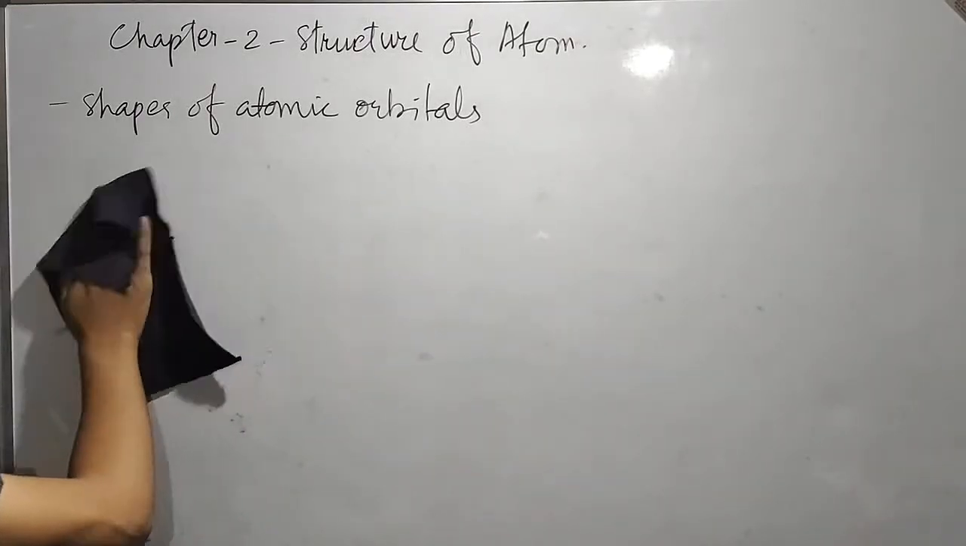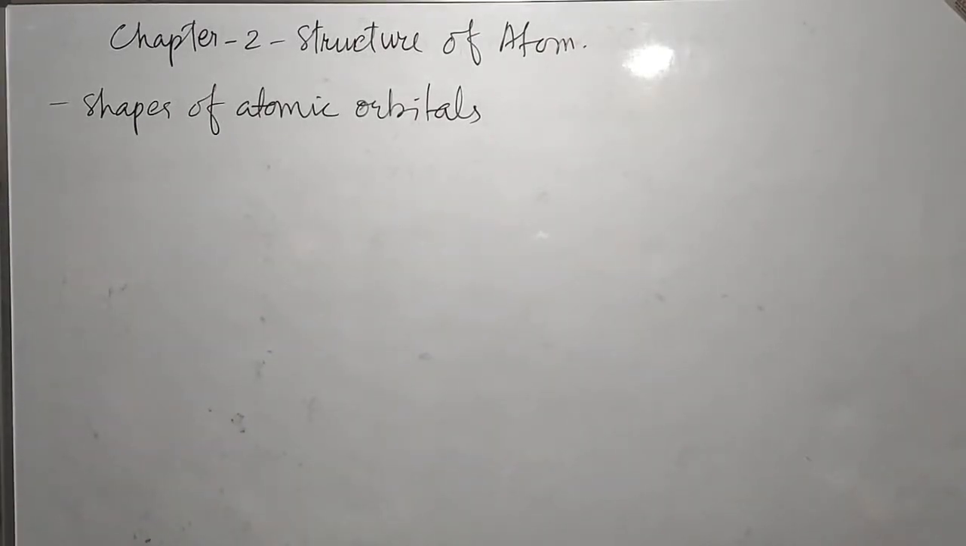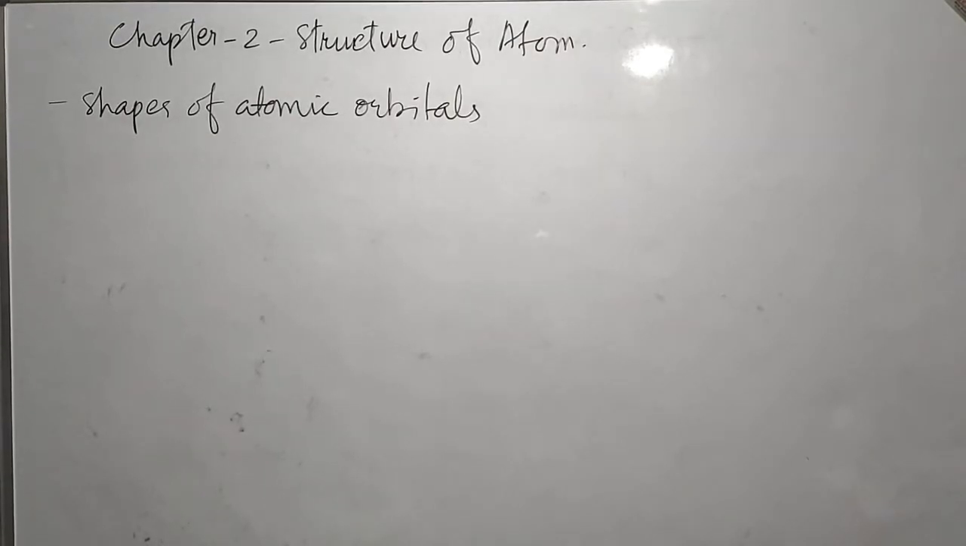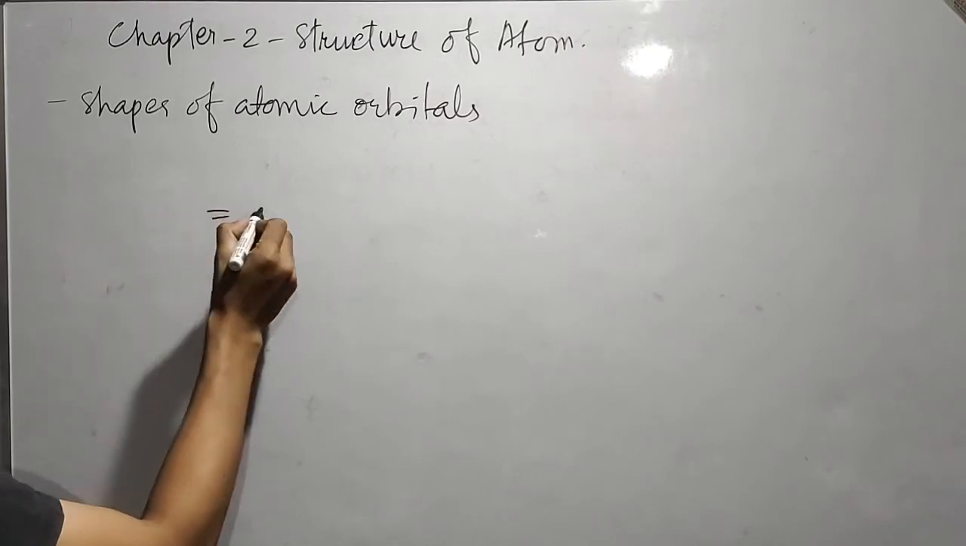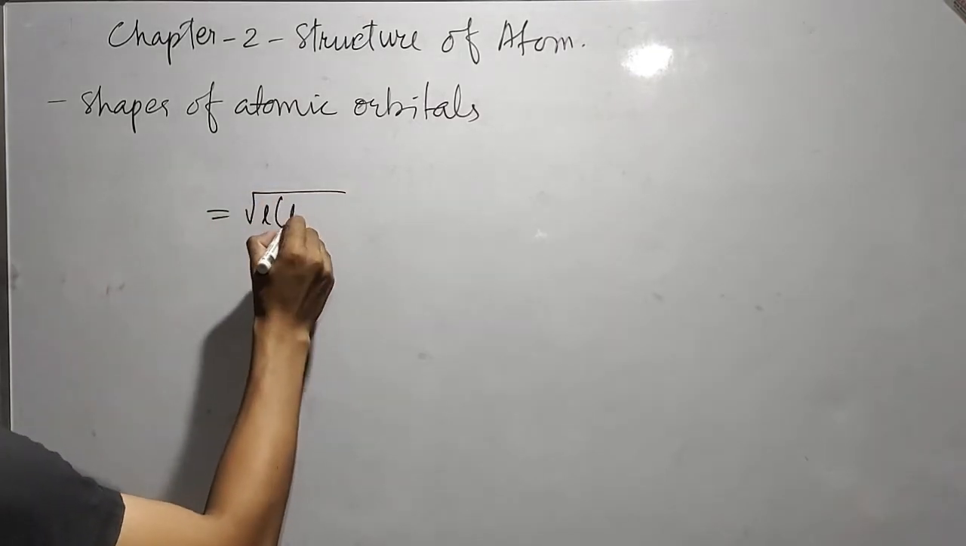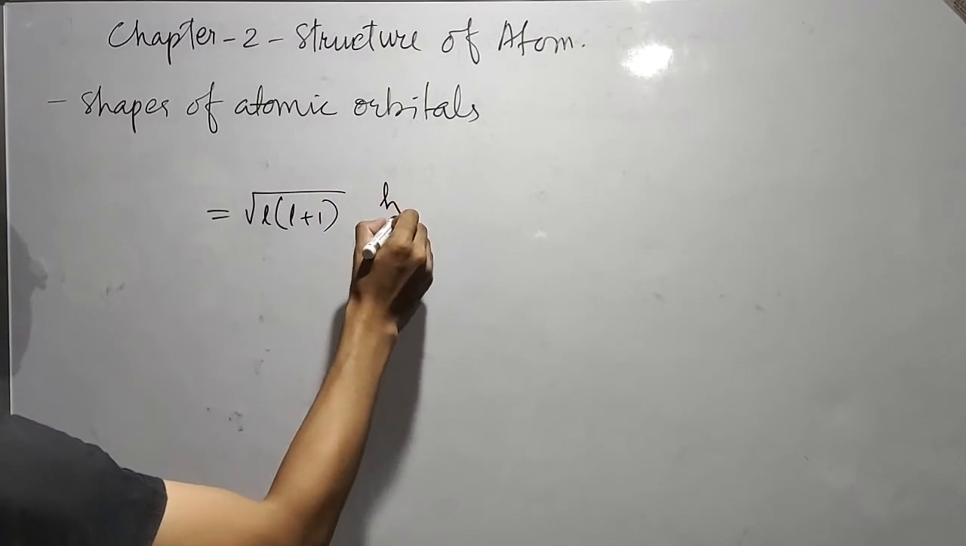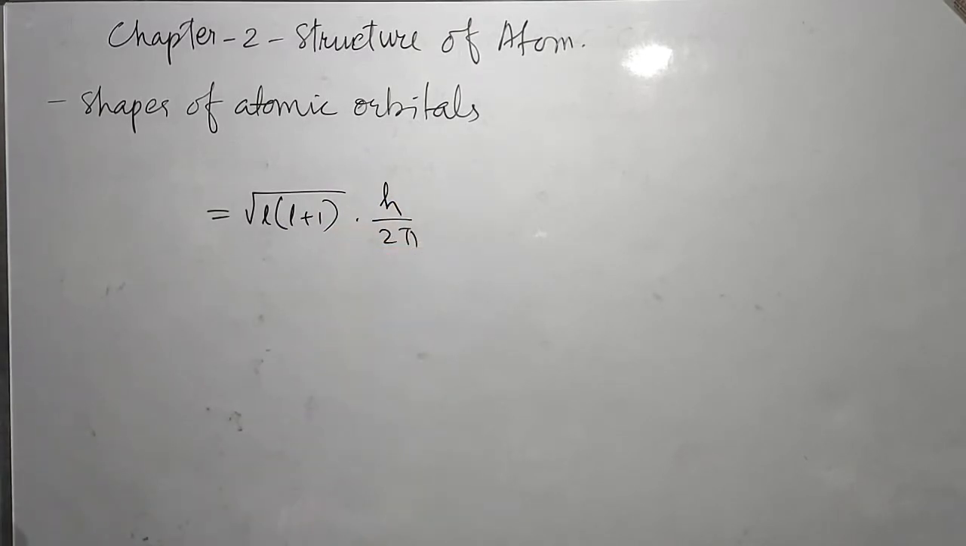Before moving on to the shapes of the atomic orbitals, let us learn one relation, that is about the orbital angular momentum. The orbital angular momentum is given by the relation square root of l into (l plus 1), times h by 2 pi. This is the relation for calculating the orbital angular momentum. Now moving on to the next one, that is the shapes of atomic orbitals.